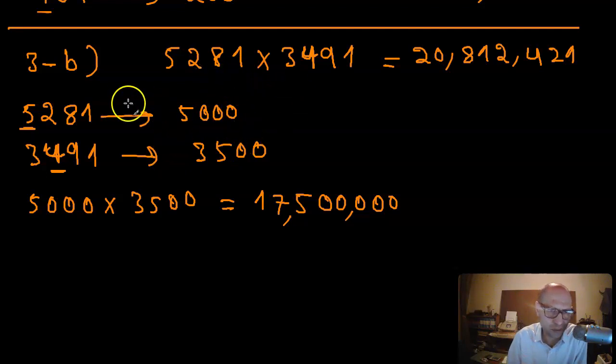But then in some cases you see that, for example, this number, I'm going to round to the thousands place value. But this number I can still round to the hundreds place value, right?